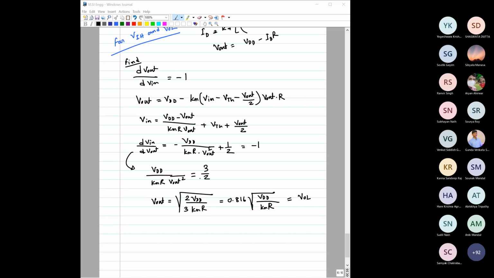So others, please also do this. Do the complete process. You don't have to do this for each and every inverter, right? At least for one, we should do it completely. Then Shubhayan, please try to find VIH. So I found out, but it's a very complicated expression. Yeah, it would be complicated, but can you simplify it? A little bit. Okay, so please try.